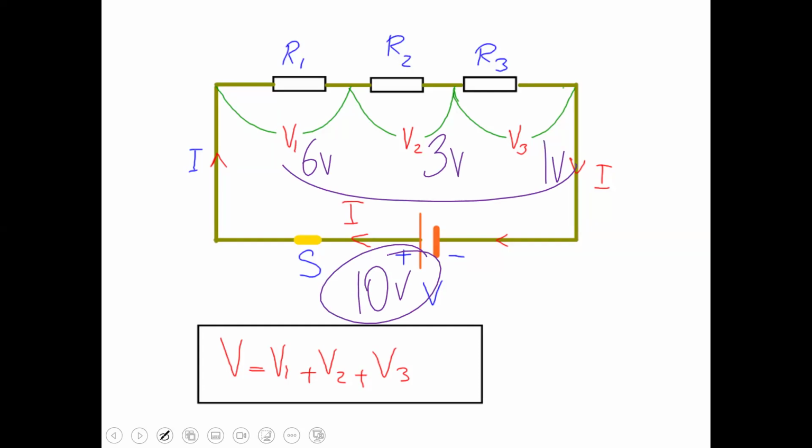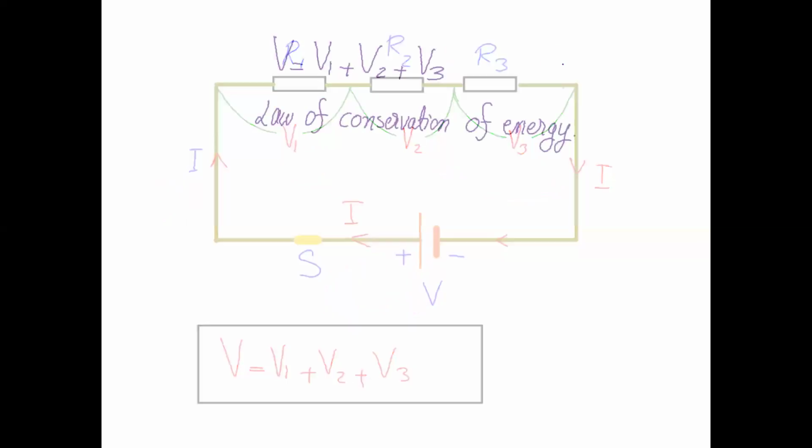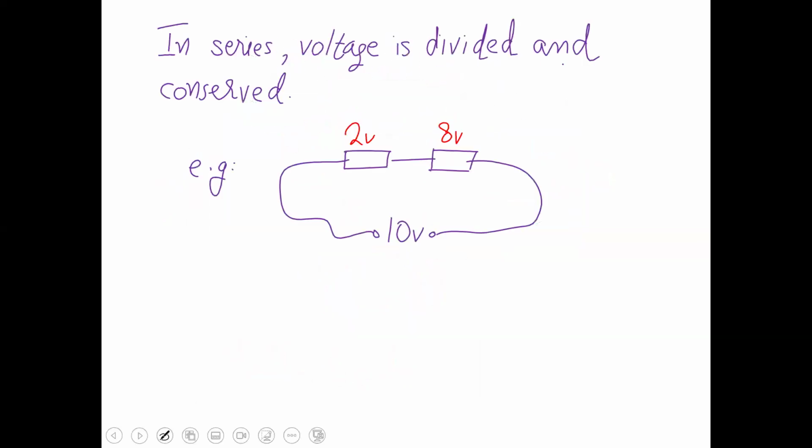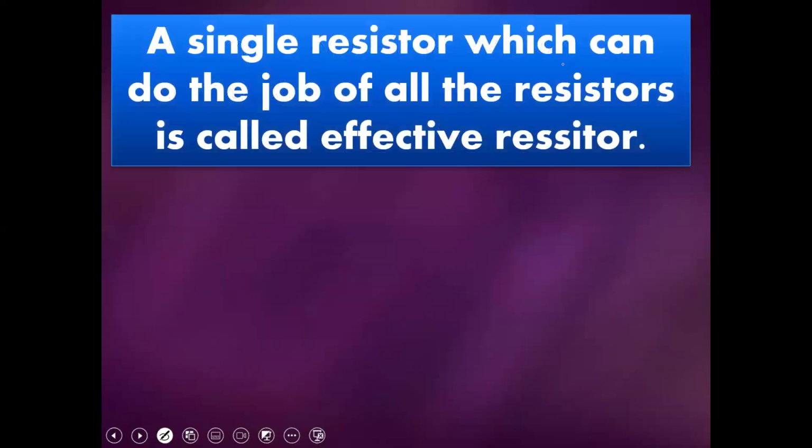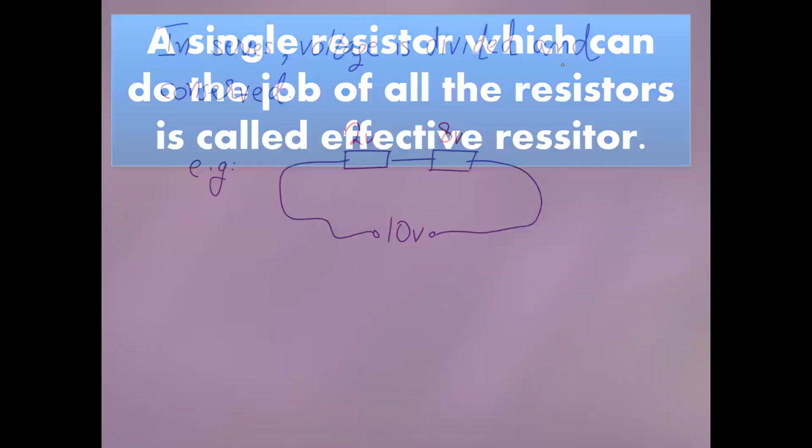But if I'm sending 3 ampere here, it will pass 3 ampere, it will get 3 ampere, it will also get 3 ampere. This is the theme of the series circuit. So in series, voltage is divided and conserved, while current is the same for every resistor.